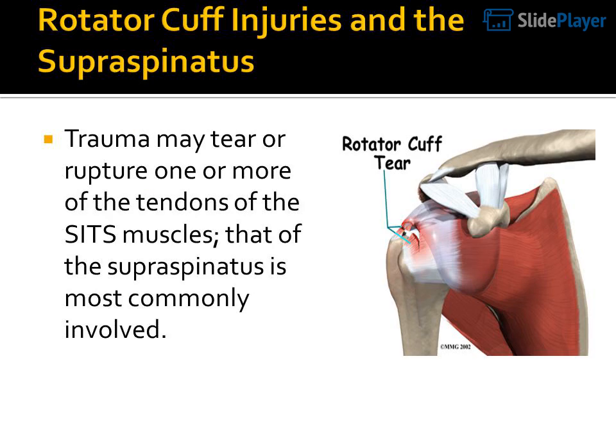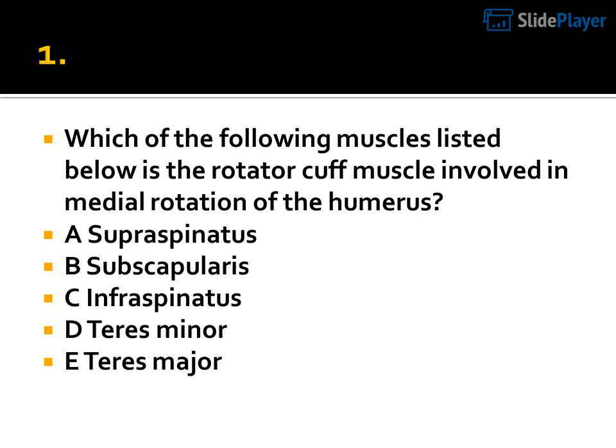Rotator cuff injuries, in the supraspinatus. Trauma may tear or rupture one or more of the tendons of the SITS muscles; that of the supraspinatus is most commonly involved. 1. Which of the following muscles listed below is the rotator cuff muscle involved in medial rotation of the humerus? A. Supraspinatus. B. Subscapularis. C. Infraspinatus. D. Teres minor. E. Teres major.